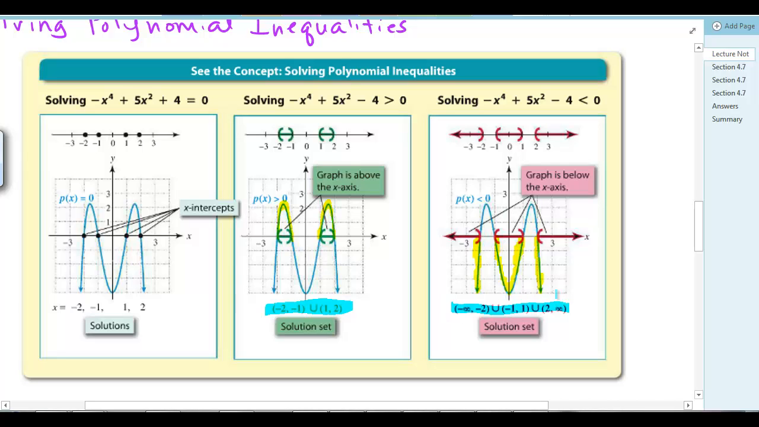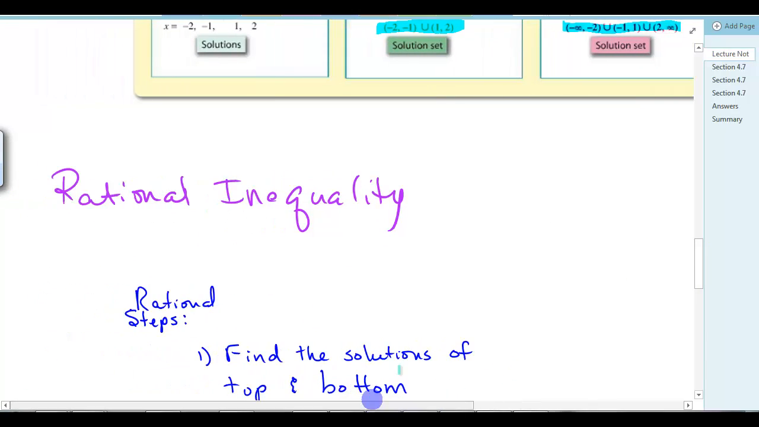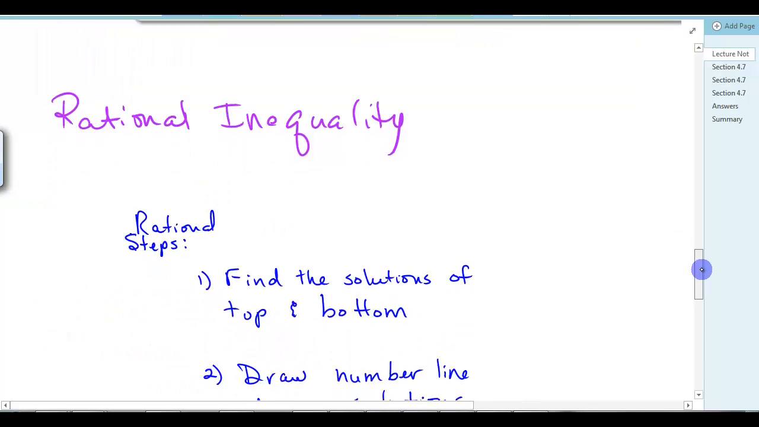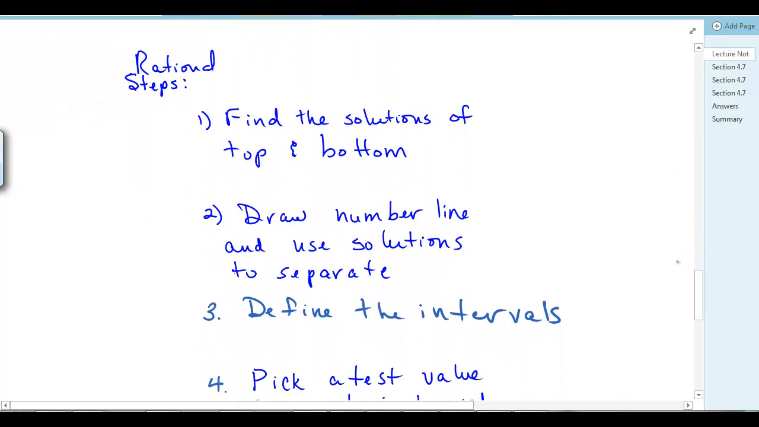So that's what we're going to be doing, and the way we're going to do them is use our calculator to get us a graph, sketch it, and then determine the right solution. So those we've kind of looked at before, especially in the calculator unit. But rational inequalities, we haven't done before. And so there are some steps that we're going to follow.